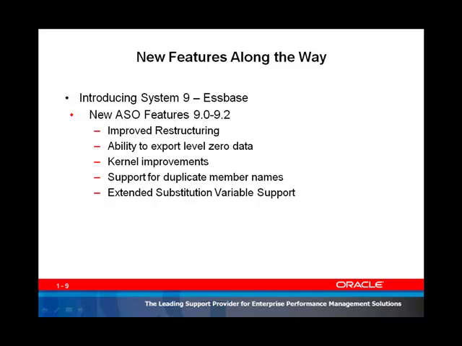Also introduced in System 9, outlines now supported duplicate member names. And lastly, extended substitution variable support was now available for outline formulas, security filters, areas and mappings for definitions of partitions, MDX statements, rules files for DNS, and rules file specifications for dimension and member names in the data load.